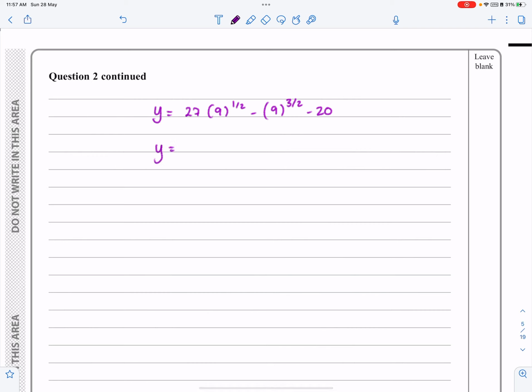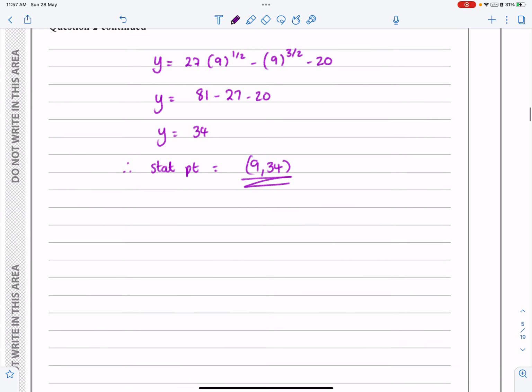Stick that into your calculator. That's 81, that's 27, and that's 20. So the whole thing works out to be equal to 34. Just make sure, nice and clear, that I've answered my question. So the stationary point, which is what they asked for, is (9, 34). I'm going to underline that this time. That's telling me the stationary point.